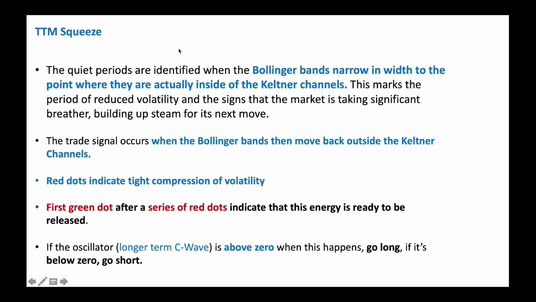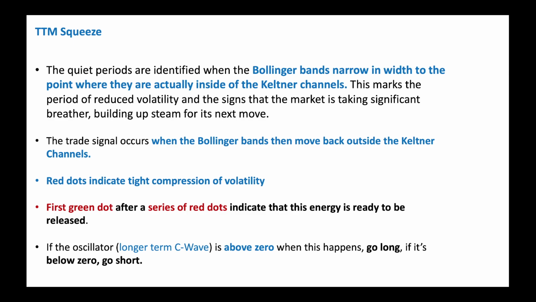The trade signal occurs when the Bollinger Bands then move back outside the Keltner channel. So this is when the trade signal happens. This indicator tells you when the trade signal is happening. And the red dots indicate tight compression of the volatility. When you see a lot of red dots in this TTM Squeeze indicator, that tells you right now the Bollinger Band is inside the Keltner channel and the volatility itself is pretty low.